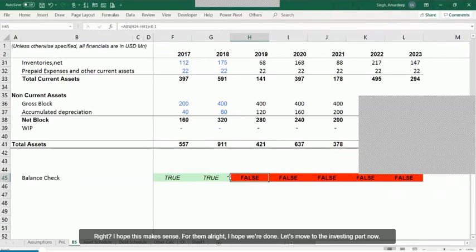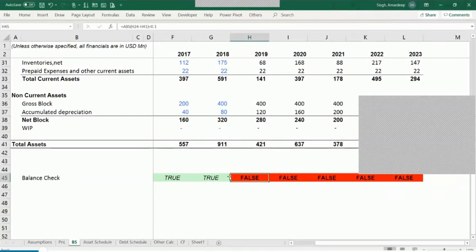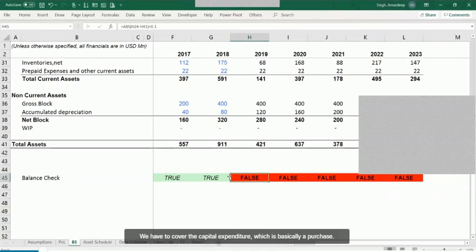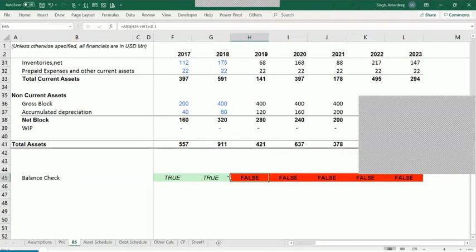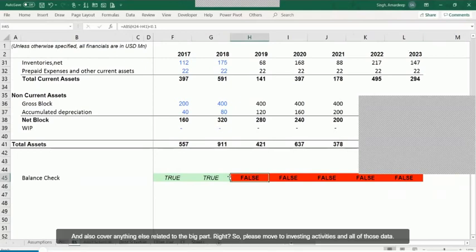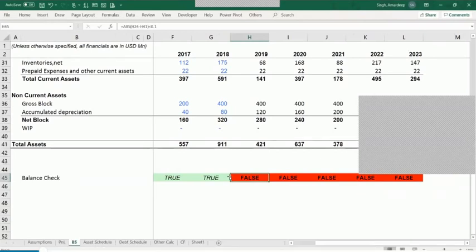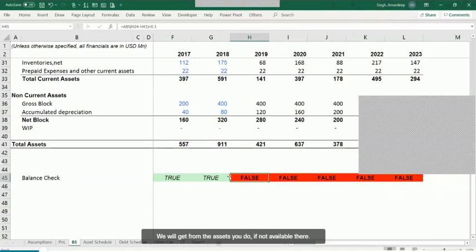Let's move to the investing part now. So in the investing activities, we have to cover the capital expenditure, which is basically purchase of fixed assets, and also cover anything else related to the fixed assets part. Right. So please move to investing activities, and all of those data points we would get from the asset schedule. If not available there, then definitely from the balance sheet.